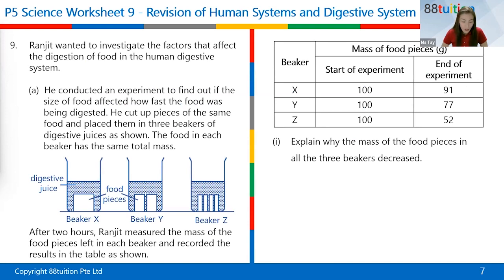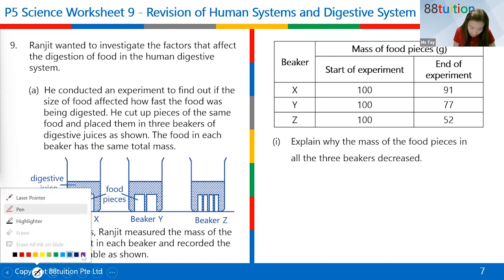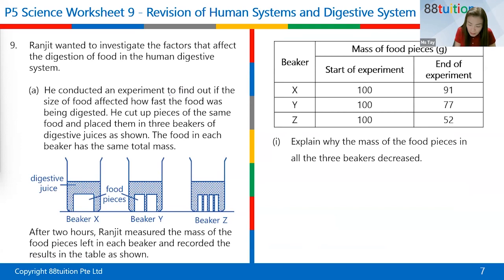this is about digestion of food in the human digestive system. So this person conducted an experiment. What is his aim? His aim is actually to find out, see the aim is written here. You may want to do this during the exam, that is to underline. Okay, to find out if the size of food affected how fast the food was being digested.